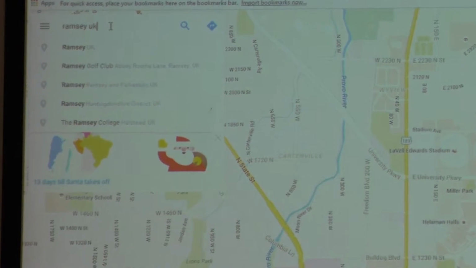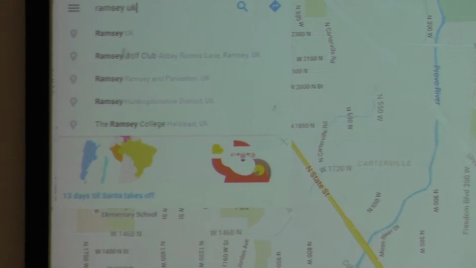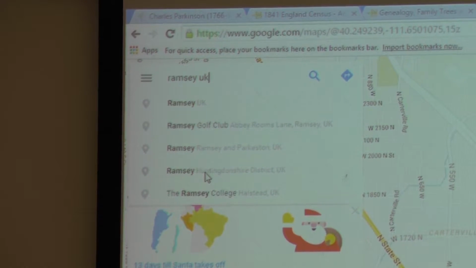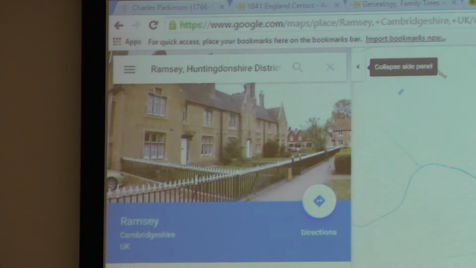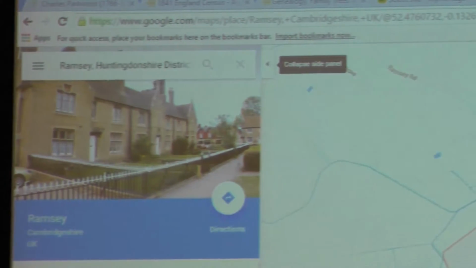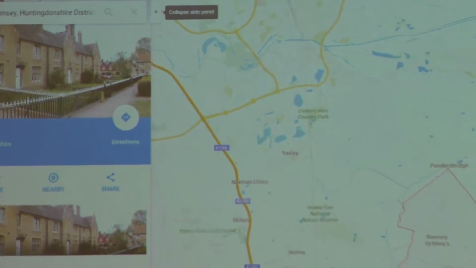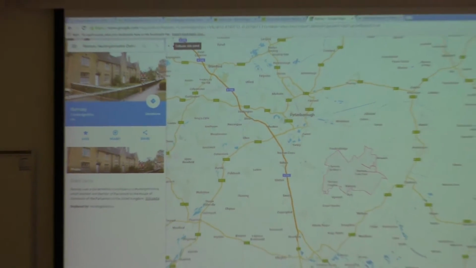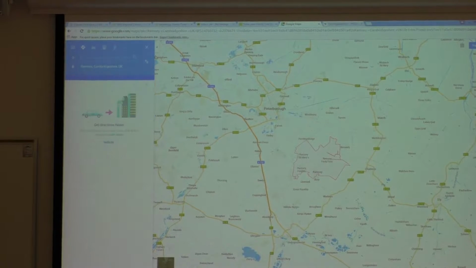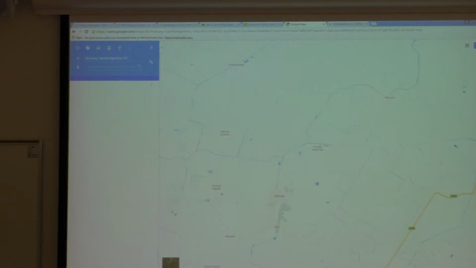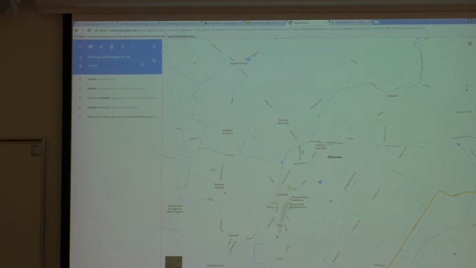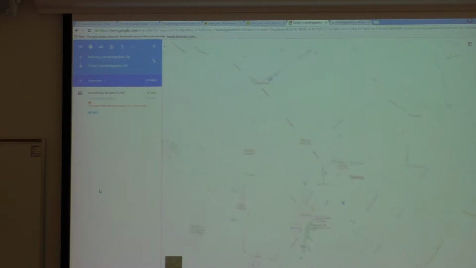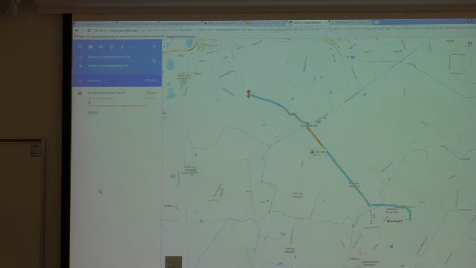UK, and there's Ramsey, Huntingdonshire District, UK, so we can click on that one, and that takes us to Ramsey. I'm going to have to zoom out a little bit so we can see what's around it. And now I'm just going to get directions from Ramsey to, for instance, Farcet. That was another one of these places. And there's Farcet, Huntingdonshire, United Kingdom, and there's the road to Farcet.